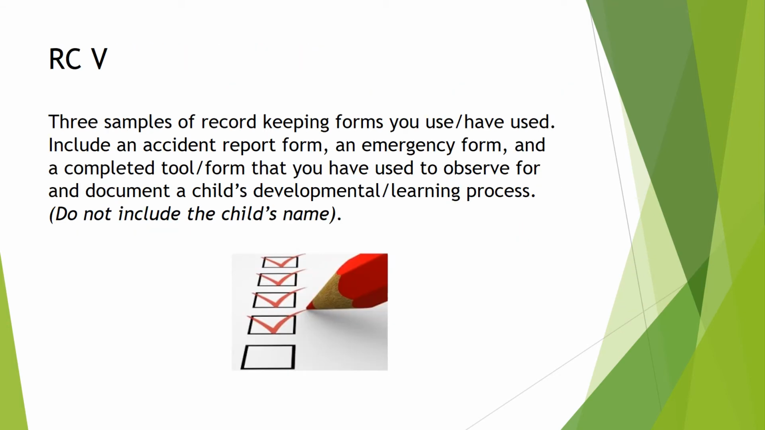Resource 5 will be 3 record-keeping forms you use in your child care facility: an accident form, an emergency form, and a completed tool or form or diagnostic instrument that you have used to observe and document a child's developmental learning process. The child's name should be blanked out, or you can use their initials.